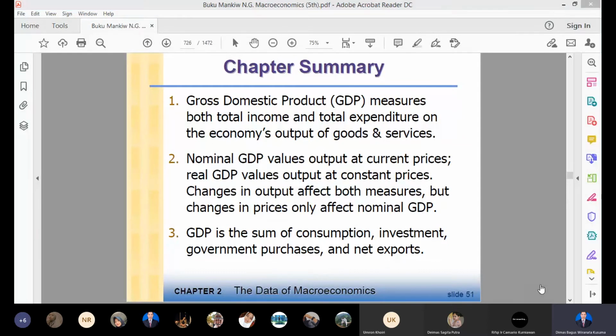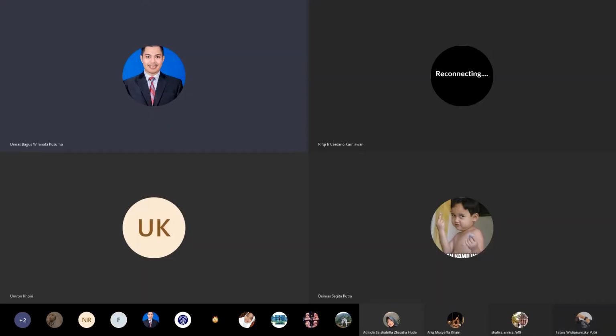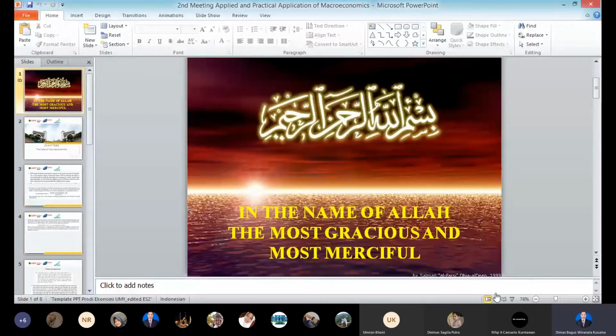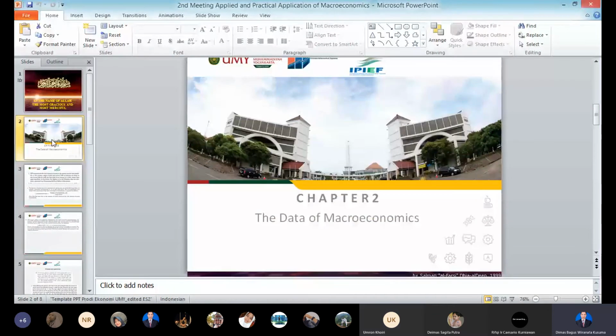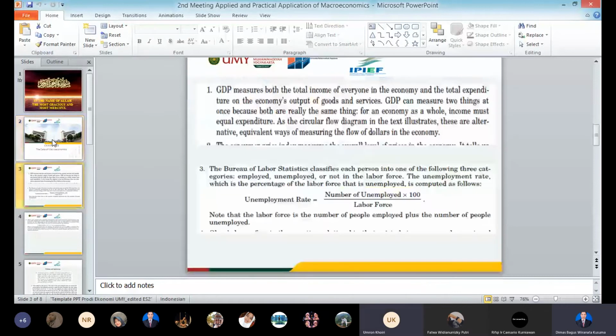Oh, sorry. The practical applications now. I hope everybody here not only looks at the handphone, but uses your laptop as well, so you can easily download and see what we are going to practice. Yeah, sisters and brothers. Okay, I hope everybody has already seen this one. Second meeting, the data of macroeconomics. I will give you just the practical applications here.